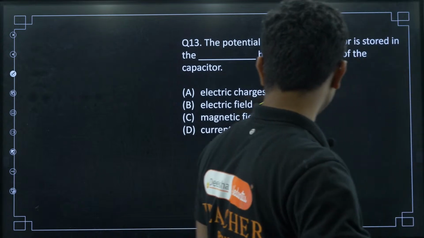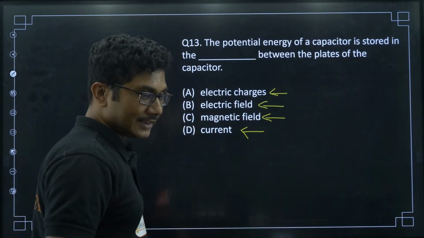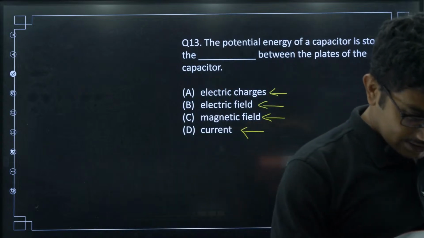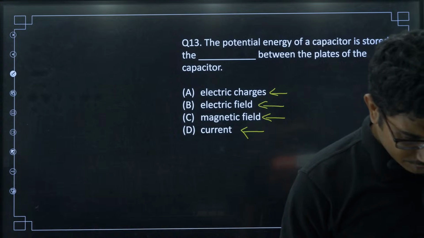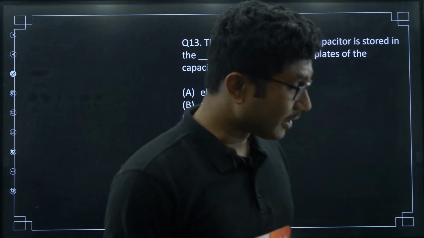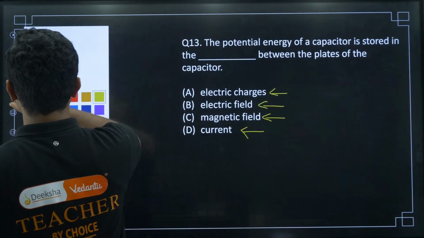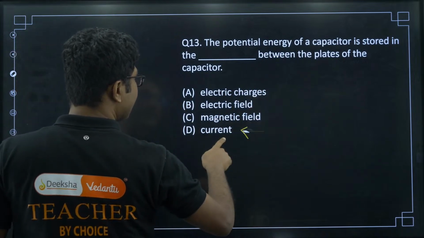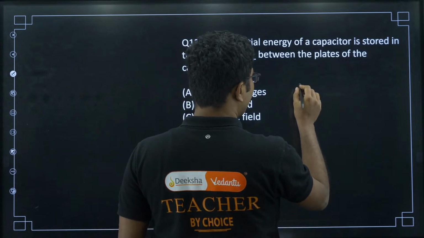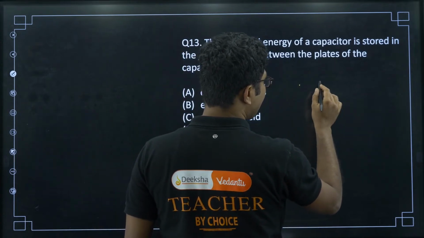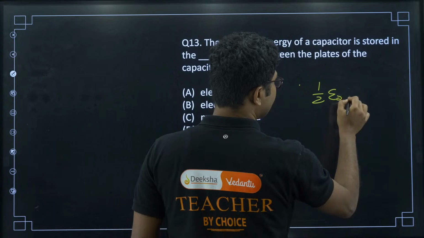What are you saying, 13 B, anyone else? Yes, Pratima, Shaukat Ali is also saying 13 B. Yes, 13 B is the answer. We know that energy density is half epsilon naught E square. So, energy density is basically given by half epsilon naught E square.